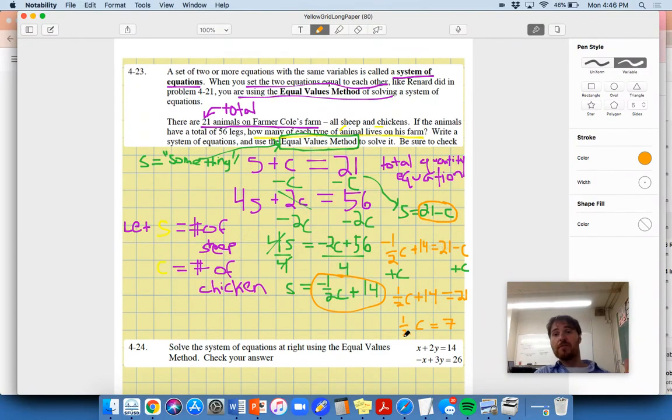Okay, this is a little bit tricky for some people. A half a C is equal to 7. So then what's a whole C? Okay, half a pizza costs $7. Half a pizza costs $7. How much does the whole pizza cost? 14 bucks. You just have to double it here.